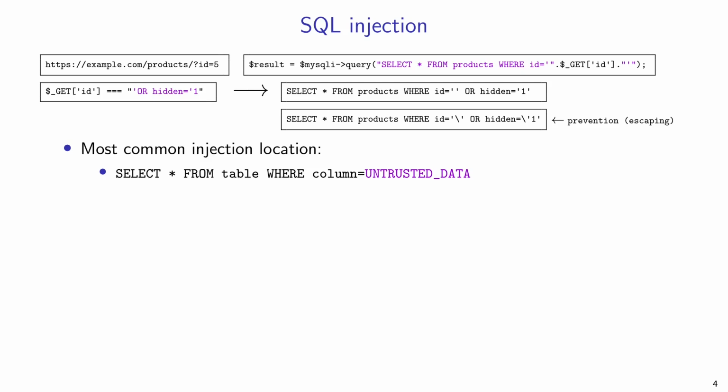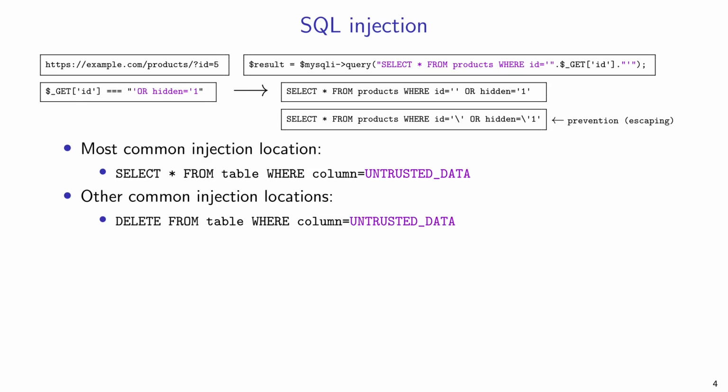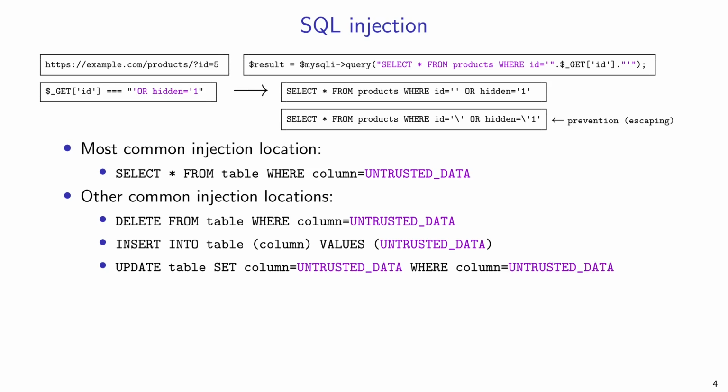In practice, the most common SQL injection location is in the WHERE clause of the SELECT statement, as we saw here in this example. Other common SQL injection locations are the WHERE clause in the DELETE statement, the VALUES clause in the INSERT statement, and for the UPDATE statement, there are two locations, the WHERE clause and the SET clause where we pass the new value of the column. In principle, SQL injection can occur anywhere. For instance, even in table and column names if we build our queries by including untrusted user input there.